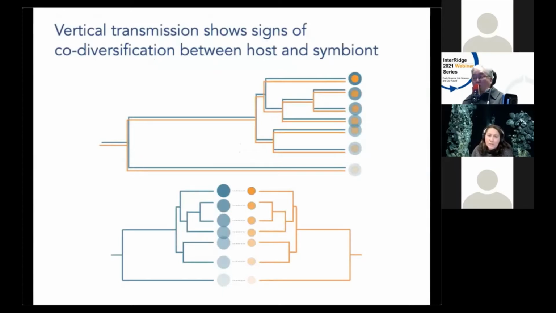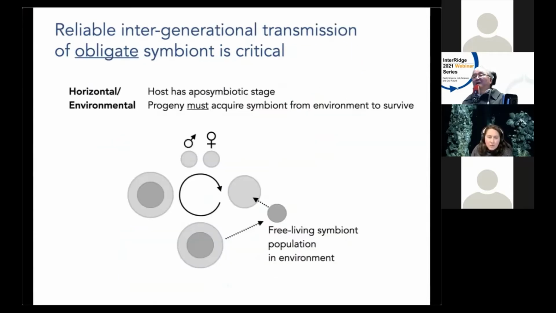So when we have vertical transmission systems, we see commonly these patterns of co-diversification, where the evolutionary histories of the host and their symbiont match because they're paired together, they're tied together physically and over evolutionary time. These phylogenies are a visualization of their evolutionary history where they're congruent, where they look pretty much the same. And so when you look at these together, you see these pairs are sort of matching one-to-one based on their phylogenetic history.